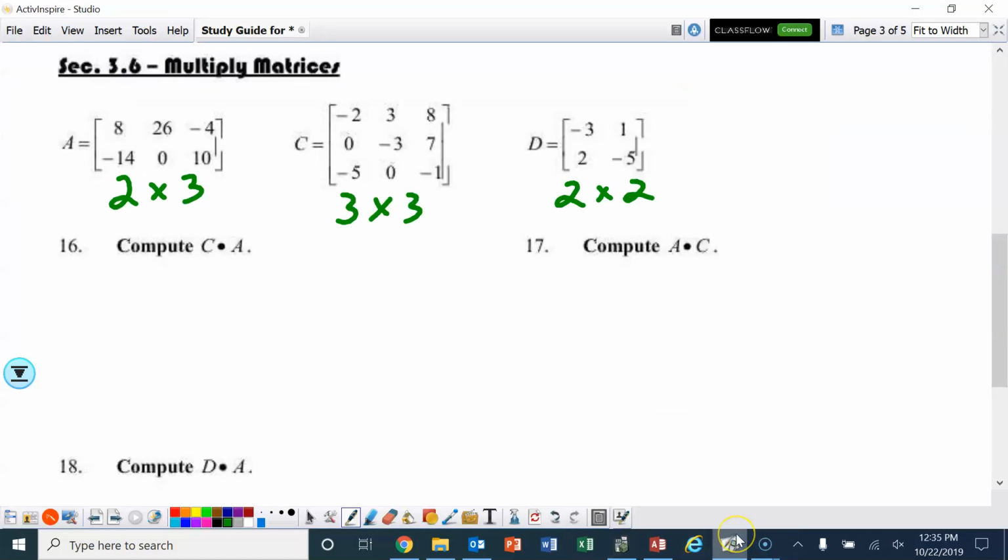All right, so let's see what the first problem is. The first problem says take matrix C and times it to matrix A. So let's see, matrix C is a 3 by 3 and matrix A is a 2 by 3. If you remember the rule here, ladies and gentlemen, the columns of matrix C must match the rows of matrix A. So this is not possible.